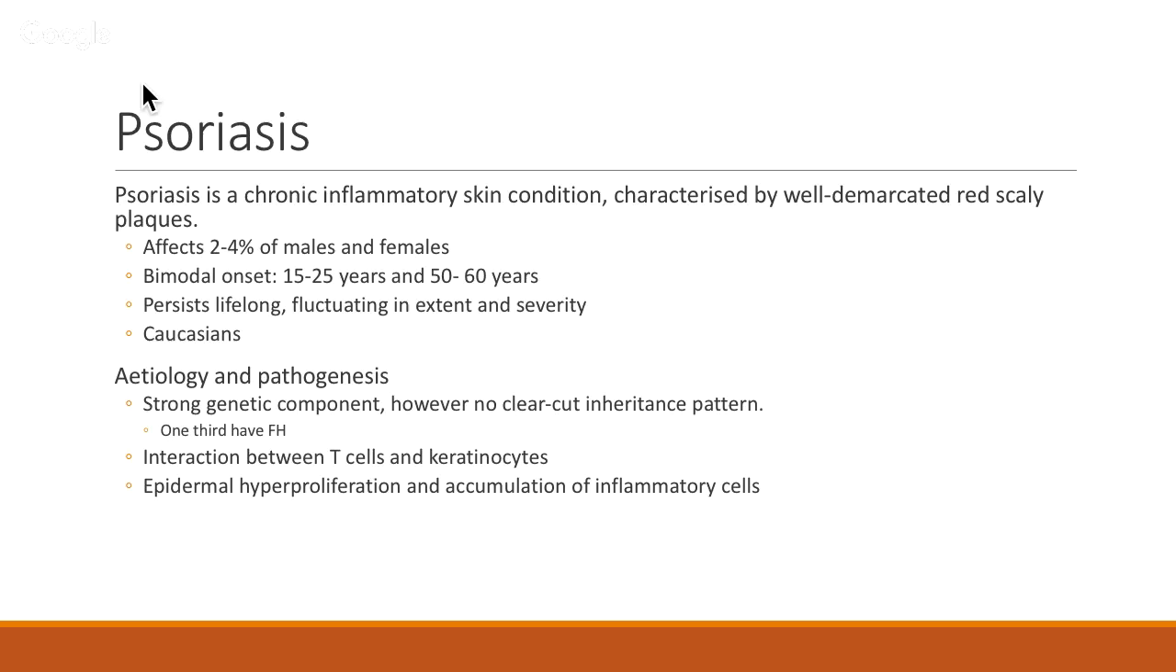And it's due to the different signaling pathways between the T cells and the keratinocytes, which is where some of the newer treatments, the immunomodulators and the biologic agents, target. And you also get epidermal hyperproliferation and accumulation of inflammatory cells. In psoriasis, normally the epidermis turns over in a month, so 4 weeks, but in psoriasis it turns over every 4 days, which is why you get those stinging plaques.